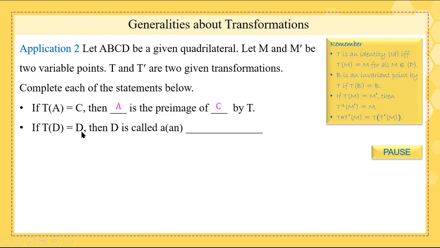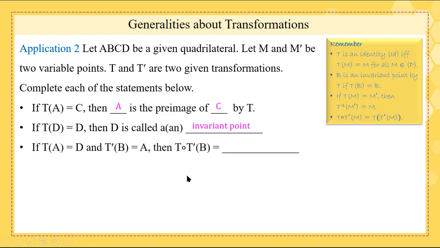If T of D is equal to D, then D is an invariant point according to the first remark. The third one, try to answer it. If T of A is equal to D and T prime of B is equal to A, then T round T prime of B is equal to T of T prime of B, which is equal to T of A, and T of A is equal to D.